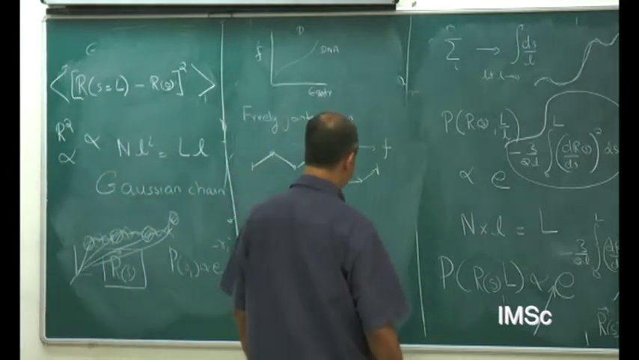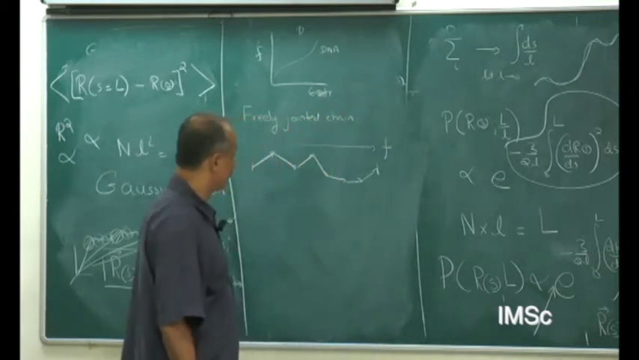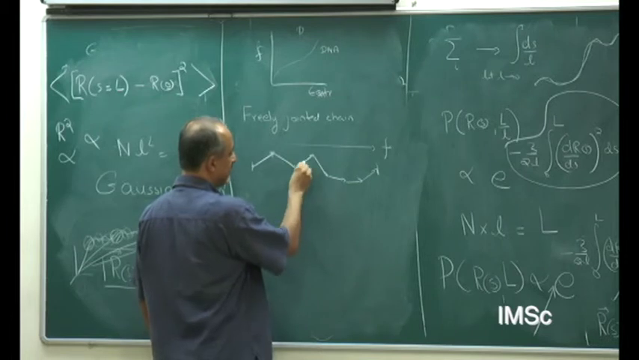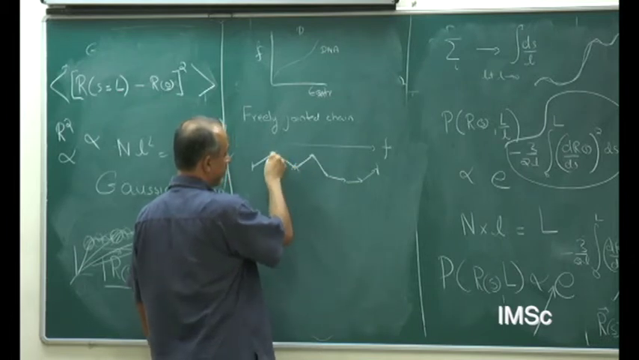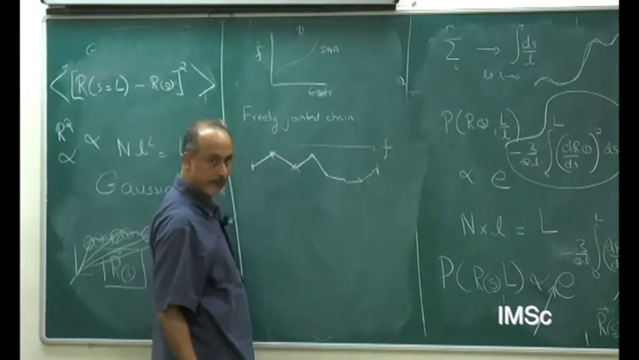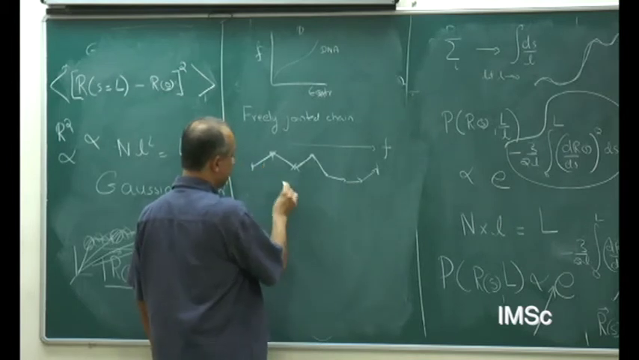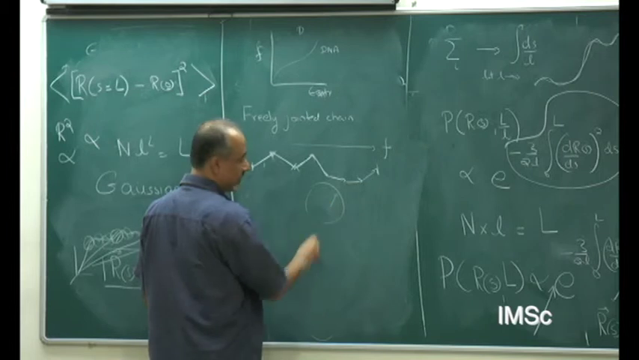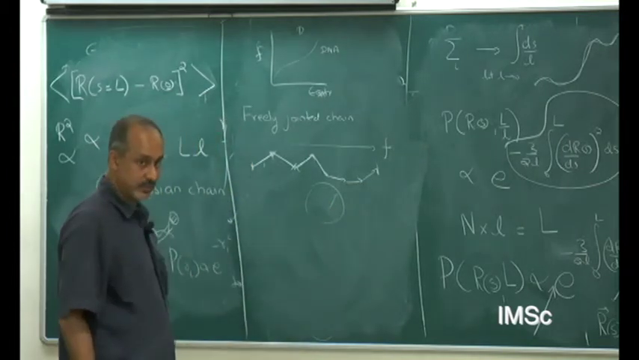In this freely jointed chain, there are no beads in between. It's just points like this with vectors, and each of these has a fixed distance here. Okay? So if I take this fixed distance to be 1, then each of these vectors can point anywhere on the surface of a sphere. All of those are allowed.